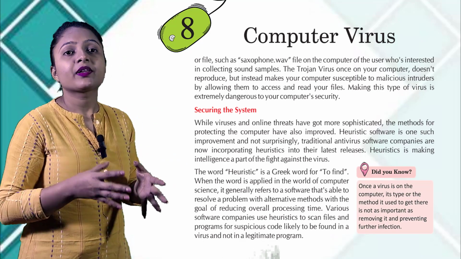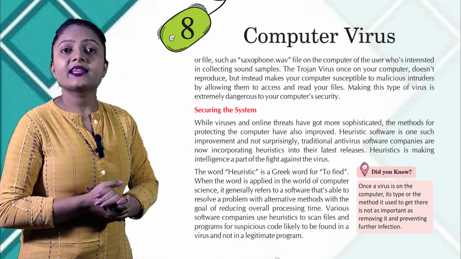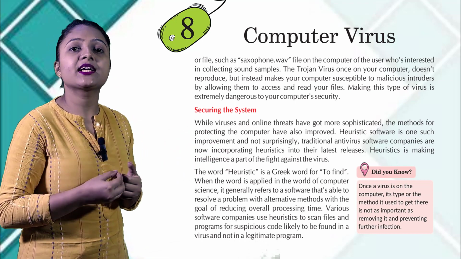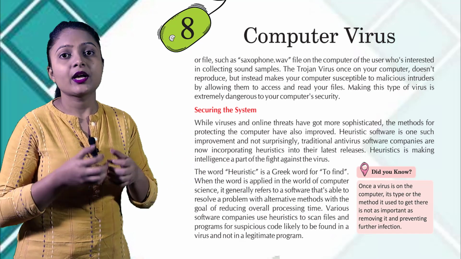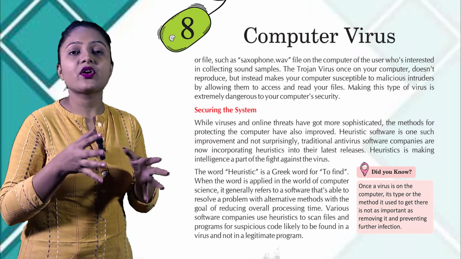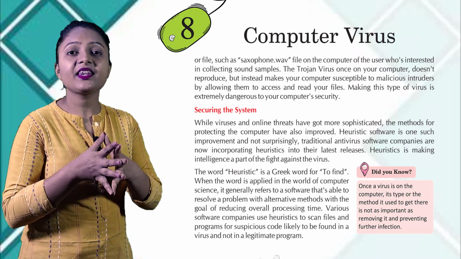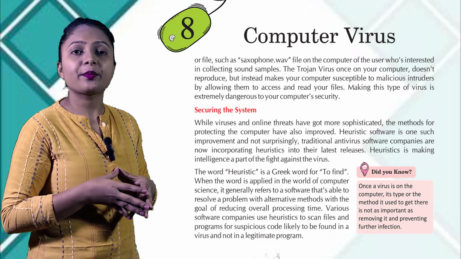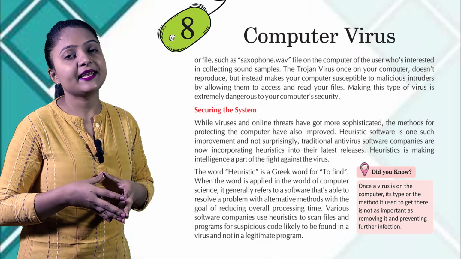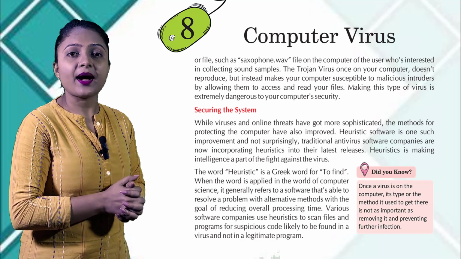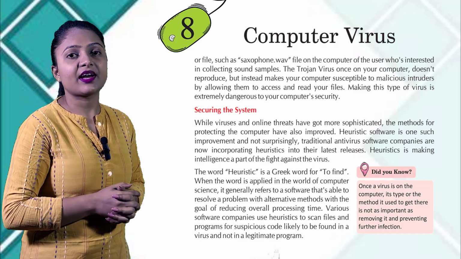Securing the system. While viruses and online threats have got more sophisticated, the methods for protecting the computer have also improved. Heuristic software is one such improvement, and not surprisingly, traditional antivirus software companies are now incorporating heuristics into their latest releases. Heuristics is making intelligence a part of the fight against the virus.